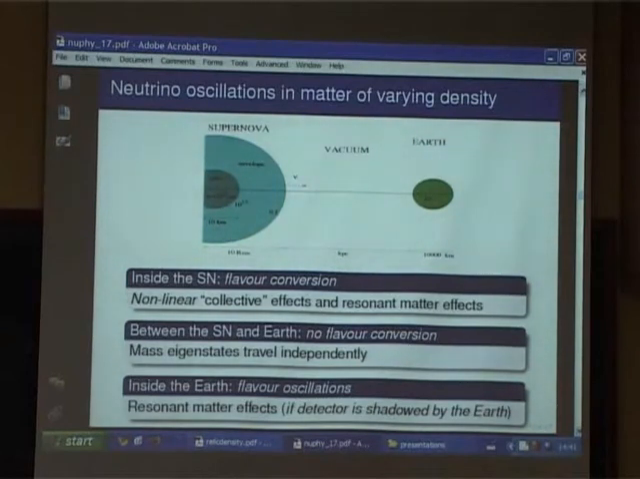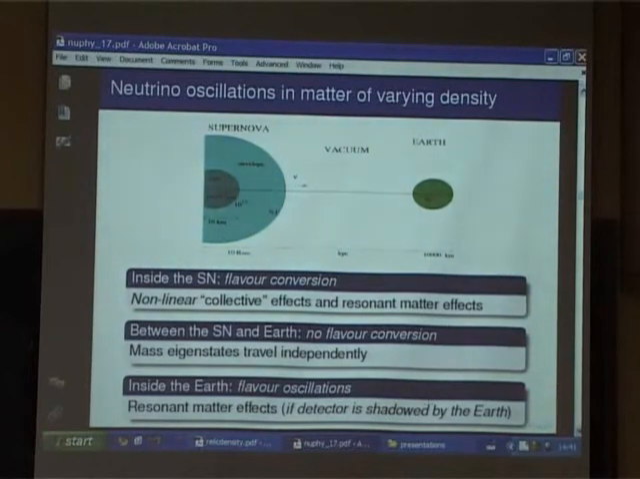Inside a supernova, they have flavor conversion through what are called collective effects. Okay? These are effects that you have never heard of till now in this class. Then there will be resonant matter effects, just like the resonance inside the sun. Between the supernova and the Earth, mass eigenstates will travel independently. This you know because in the sun there is the same thing, right? Whatever happens, happens inside the sun. Once you are out of the sun, you just travel independently to the Earth, no flavor conversion.